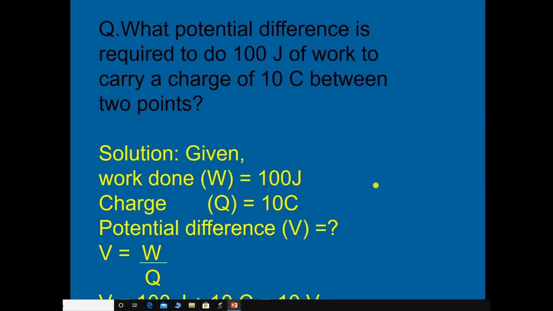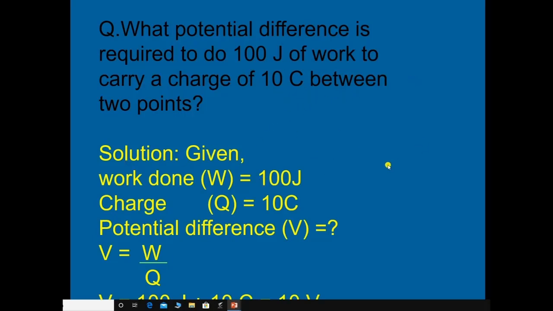Now we take some numerical problems. The question is: what potential difference is required to do 100 joule of work to carry a charge of 10 coulomb between 2 points? Understand this question? Here the question is about the potential difference. What potential difference is required to do 100 joule of work? 100 joule of work is to be done to carry a charge of 10 coulomb between the 2 points.